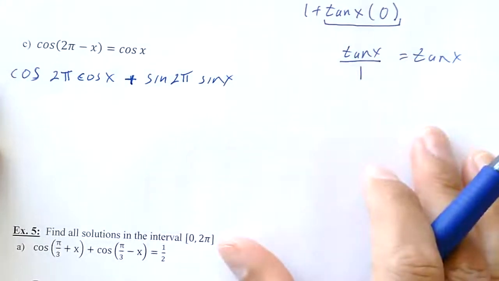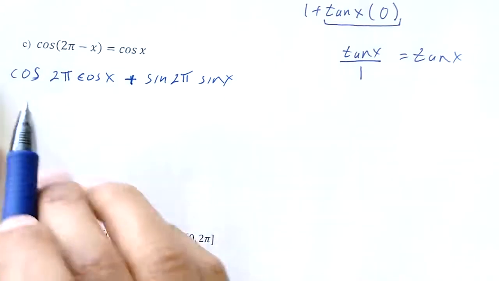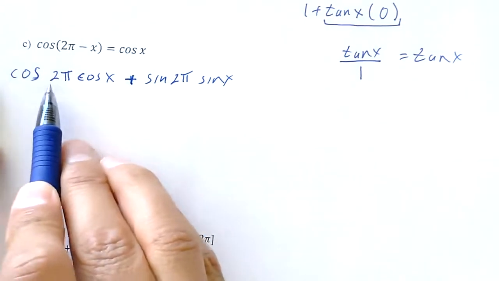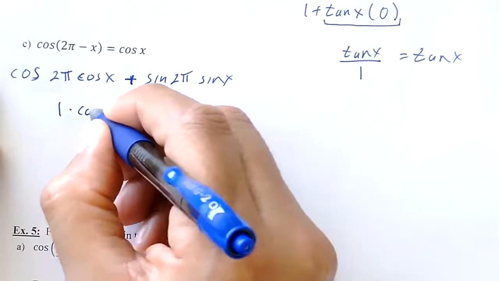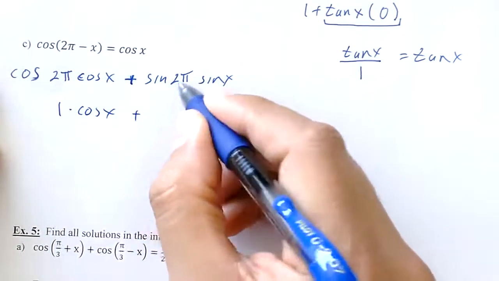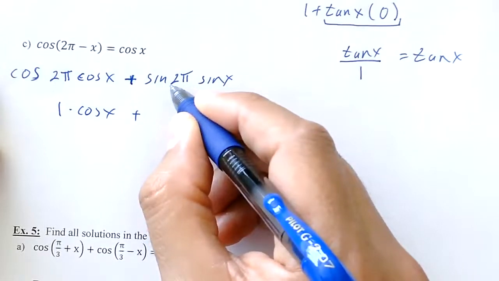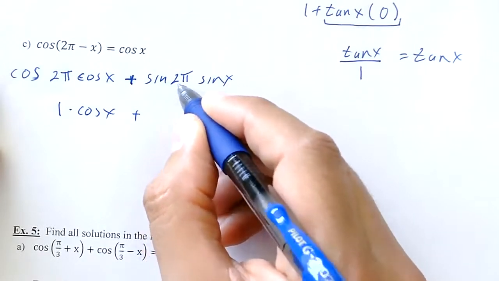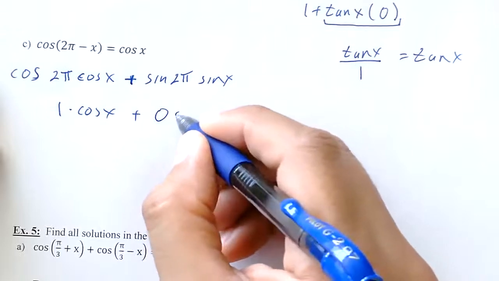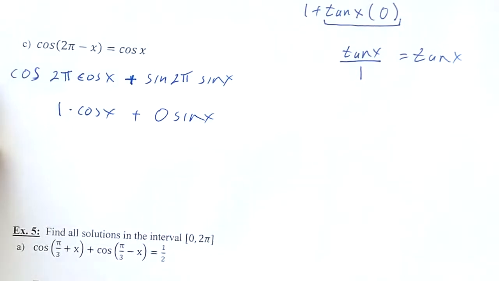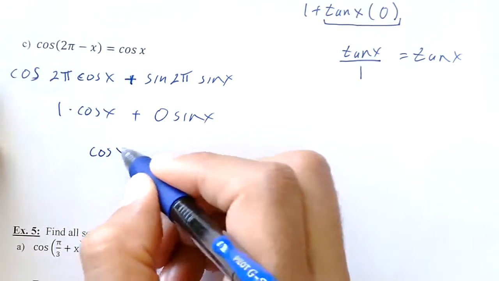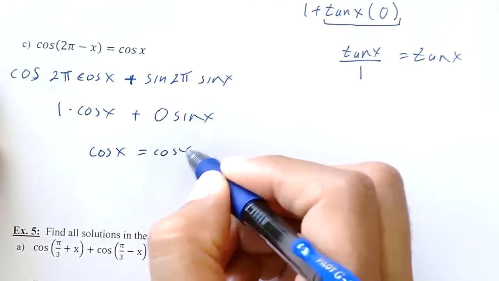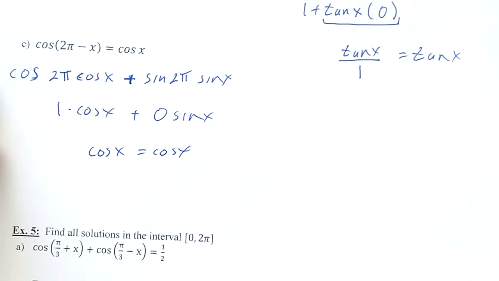sine of x. And then doing a little bit of algebra, the cosine of 2 pi, I could look at the cosine graph and know that's 1. Look at the sine graph and know that the sine of 2 pi is 0. And because 0 times anything will be 0, I have cosine of x equal to cosine of x. So that's another proof. It's an identity. It is true.